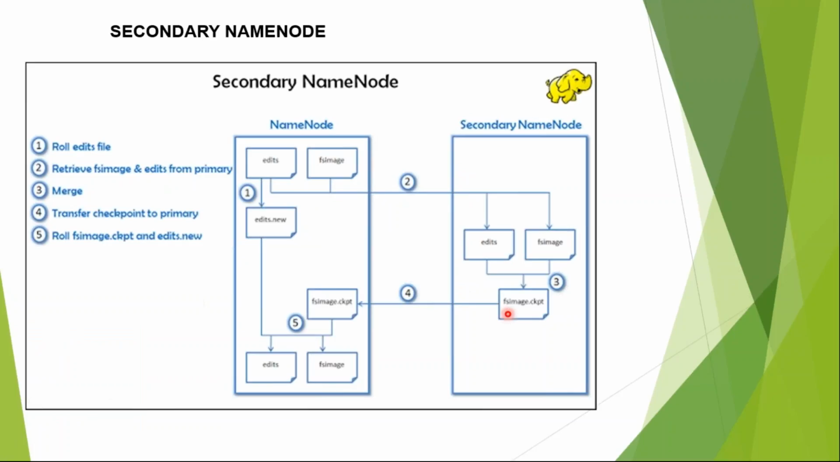See here, my latest FS image is uploading back to the name node. It means my name node has the edit log file as well as the latest FS image. Both are there with my name node now. So when the name node restarts, I no need to request this guy to give me the latest notes. I already have them with me.